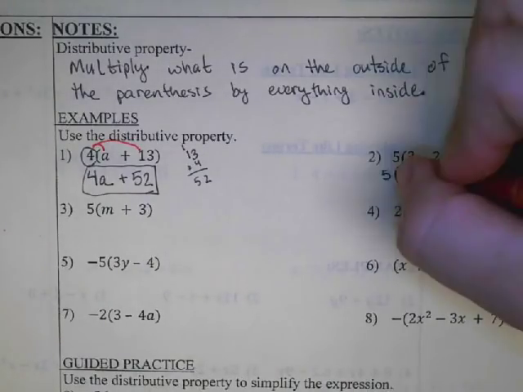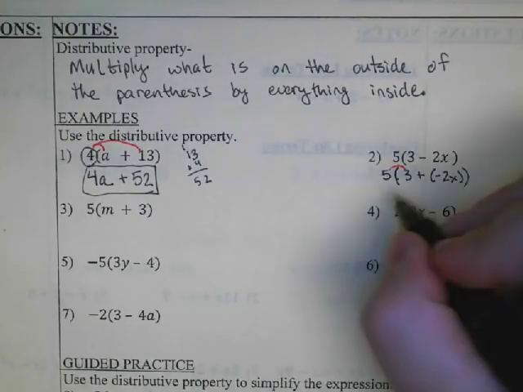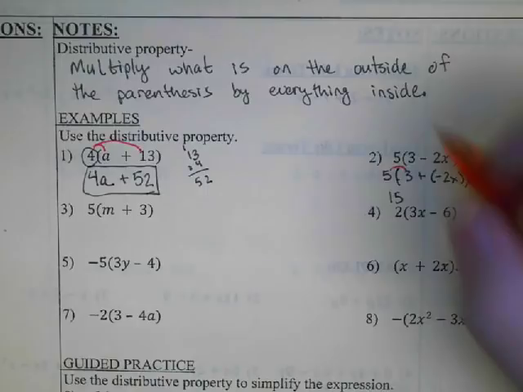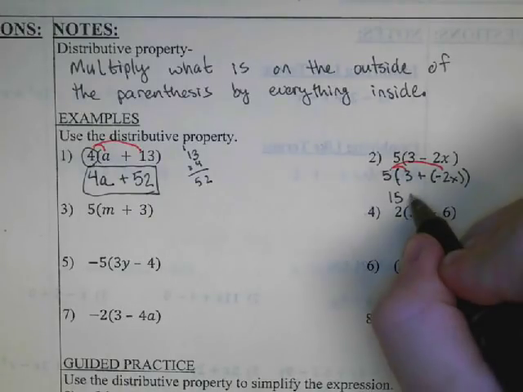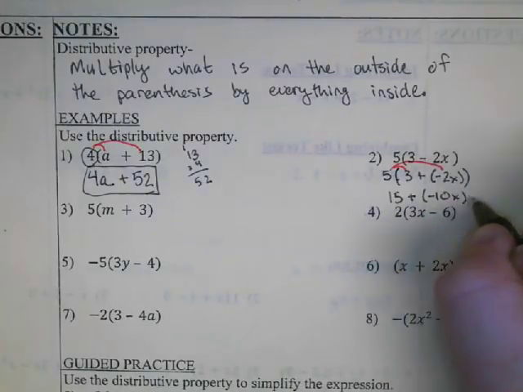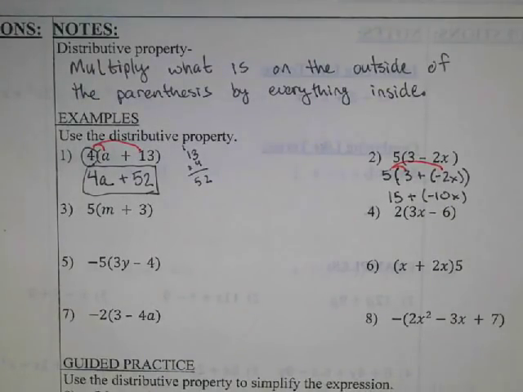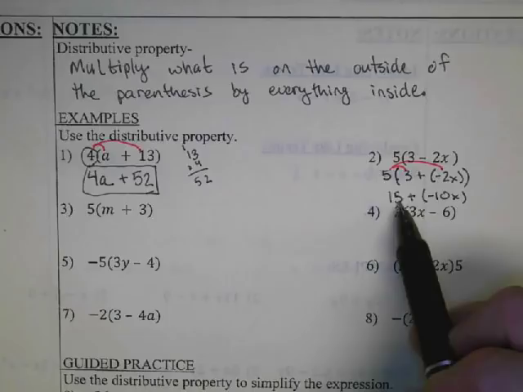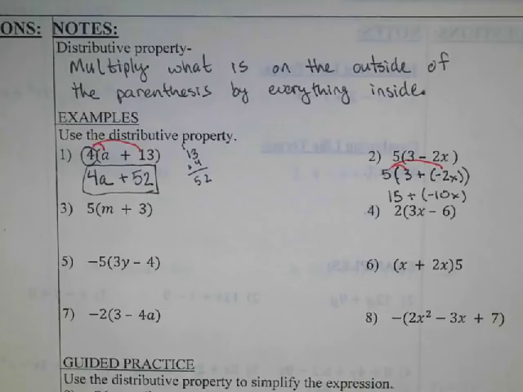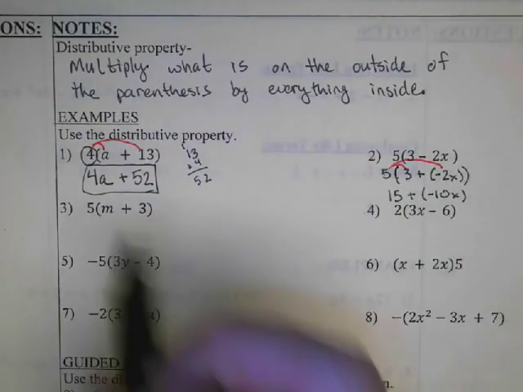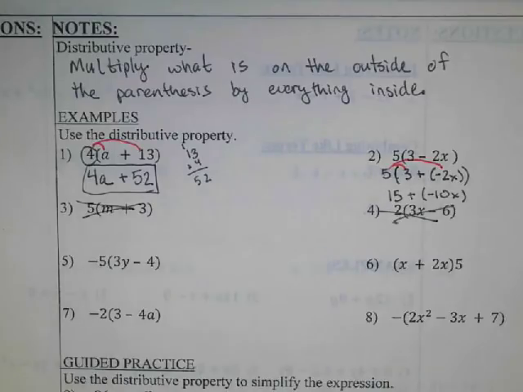So I have 5 times 3, that's going to be 15. And then I do 5 times negative 2. And a 5 times a negative 2 will be plus negative 10x, like that. So we did 5 times 3 to get 15, and then 5 times negative 2 was negative 10. So we have negative 10x. So I'm going to skip 3, skip 4, because we already have examples like that.